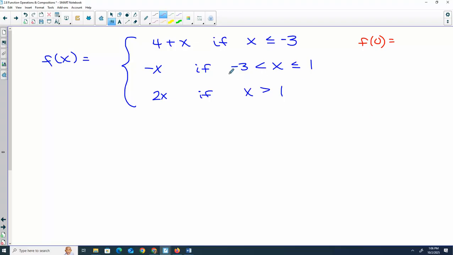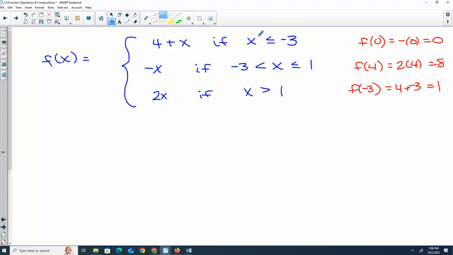Negative 3 into x, negative 1. 0 is between negative 3 and 1, so you get out the opposite of what you plug in, so we get 0. If I asked you for f of 4, which piece would that get plugged into? The 2x. So 2 times 4 equals 8. If I said f of negative 3, which piece does that go into? First one. So 4 plus negative 3 is 1. So you could evaluate those.